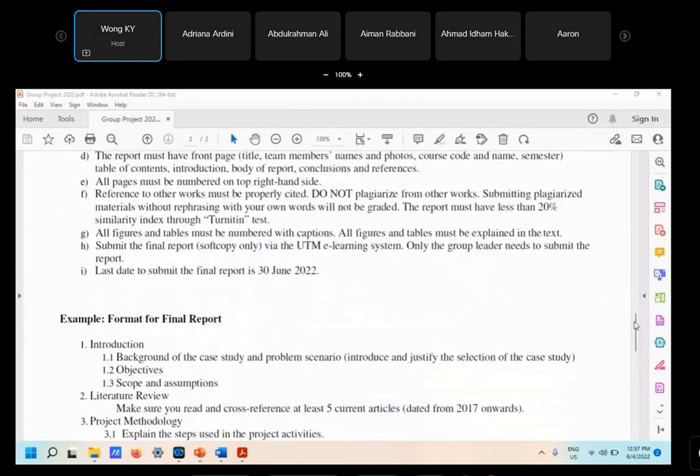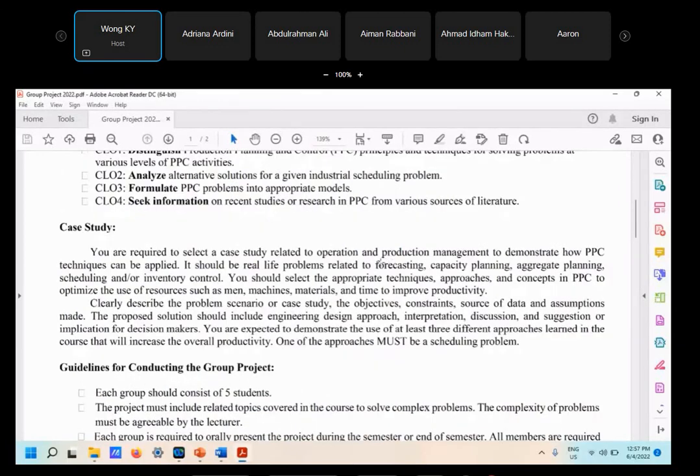Let me give you an example. For example, you got a company, and the company may be doing some forecasting or may not be doing some forecasting. If the company is not doing forecasting and if they feel it's important, then you do the forecasting for the company as your project. You can apply several methods that you learn, maybe two or three of them, to do the forecasting. And then the last one is you have to work on the scheduling, because scheduling is a must. So that is if the company does not have forecasting, you do it for the company.